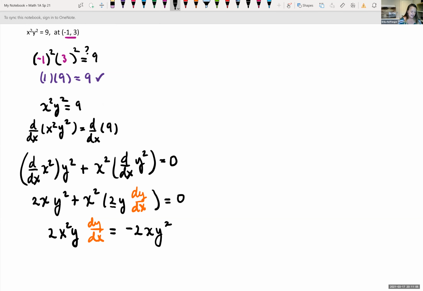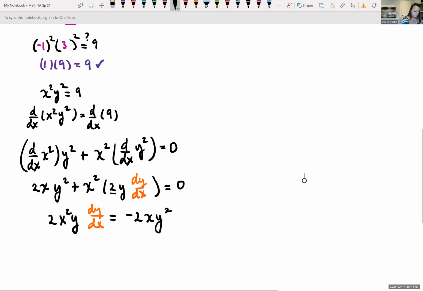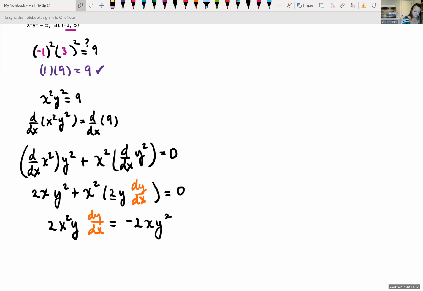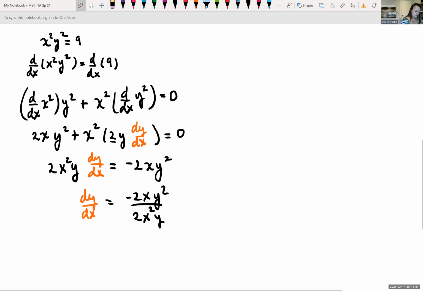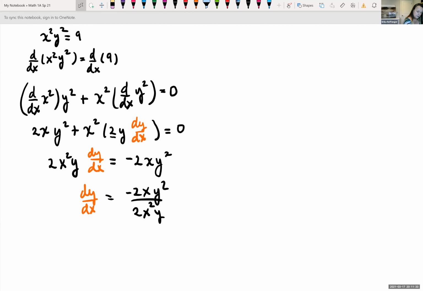So let's get dy/dx by itself. Let's divide both sides by this 2x squared y. If we divide both sides by the 2x squared y, we get dy/dx is equal to negative 2xy squared all over 2x squared y. So I want to use my rules of exponents to simplify this. And also I see I have a 2 in the numerator and denominator.